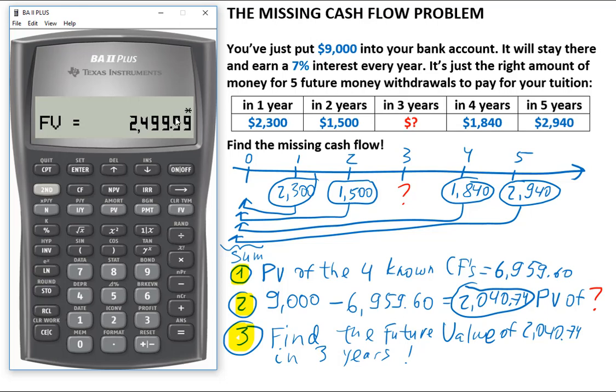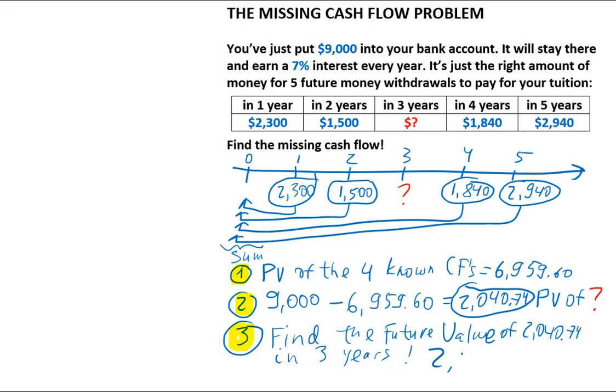And I get basically $2,500. This is my missing cash flow, $2,500.